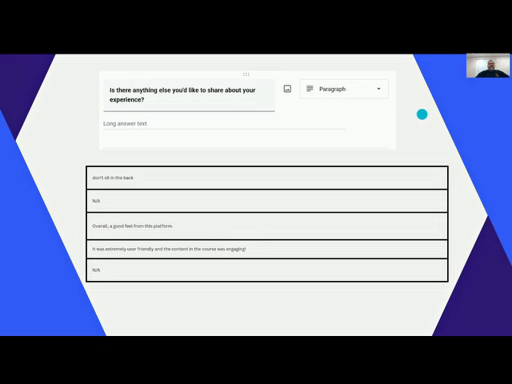And I asked if there was anything else they'd like to share about the course. This respondent is a student with the accessibility issues. One respondent gave me that it was an overall good feel for the platform. The other one said that it was user-friendly and the content in the course was engaging.